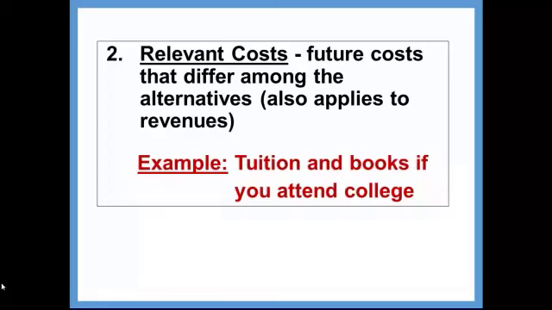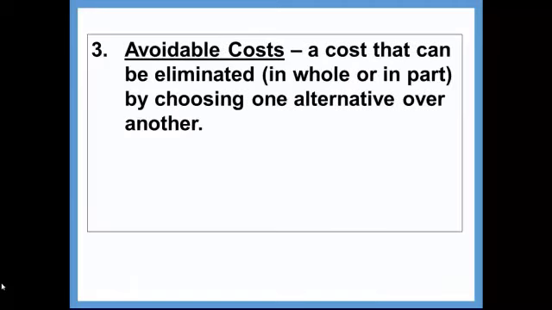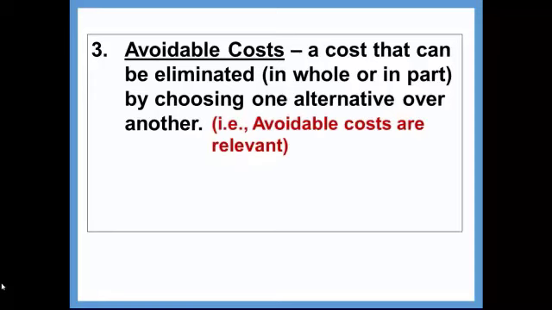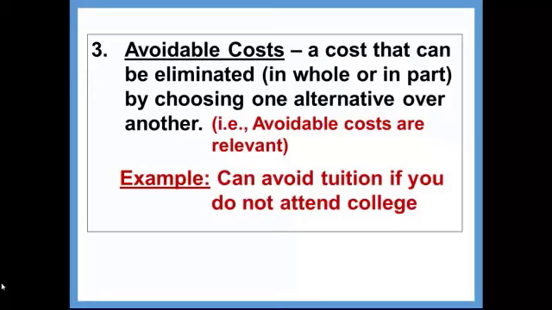So when you decided to come to college, tuition and books were relevant. If you don't go to college, you will not have these costs. If you do, you will. So they're future costs that differ among the two choices that you have. Avoidable costs, these can be eliminated by choosing an alternative. So this is really just another way of saying relevant. So once again, when you decided to come to college, or if now you decide not to continue your education, you can avoid tuition if you don't attend college.